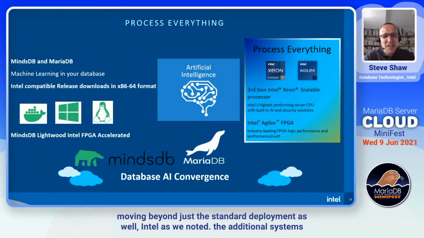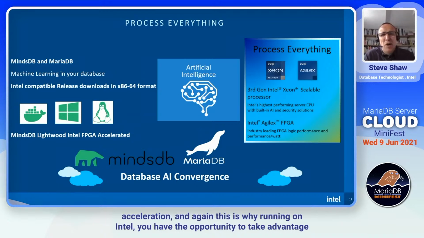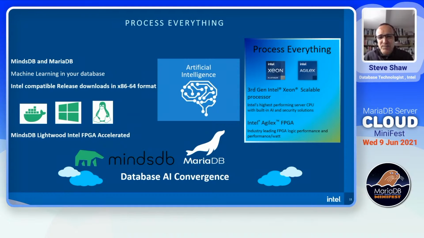Intel, as we noted, has additional system-level optimization that allows you to use FPGAs for some of this machine learning-based acceleration. And again, by running on Intel, you have the opportunity to take advantage of both the optimization at the CPU and the platform level, but also at the FPGA level.